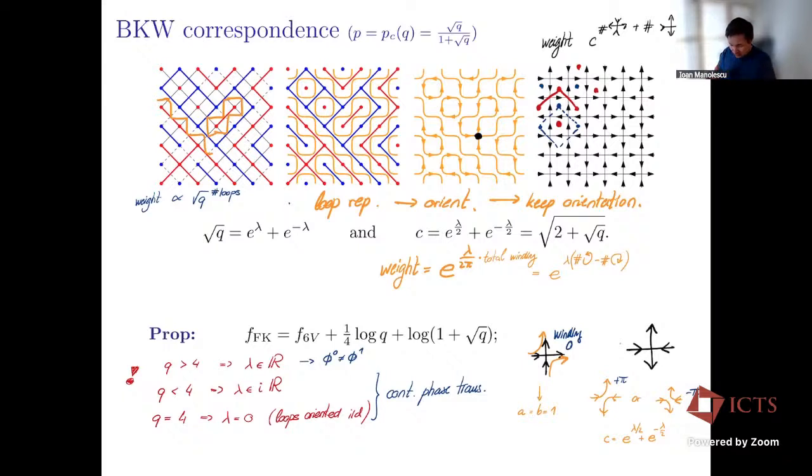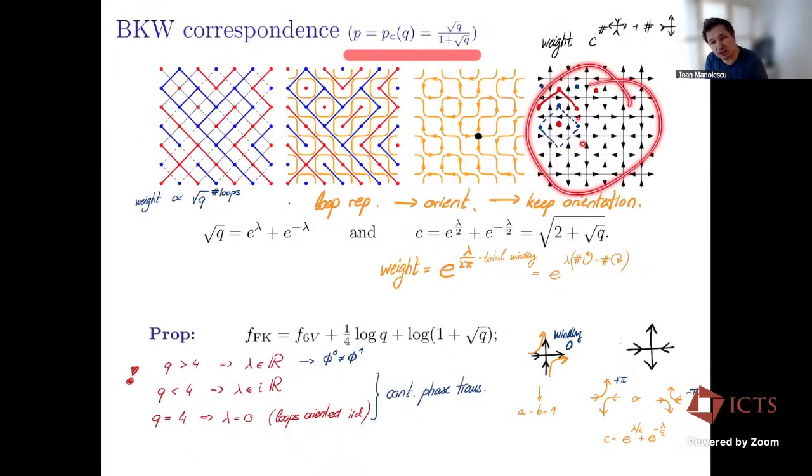So I remind you that we were looking at this correspondence between FK percolation and the 6-vertex model. Just to be very clear here, we're looking at FK percolation at the critical point, or at the self-dual point if you wish. We're never using the fact that it's critical here, just the exact value. And we have this sort of correspondence, which unfortunately is not a bijection, between, on the one hand, FK percolation, and on the other hand, 6-vertex configurations.